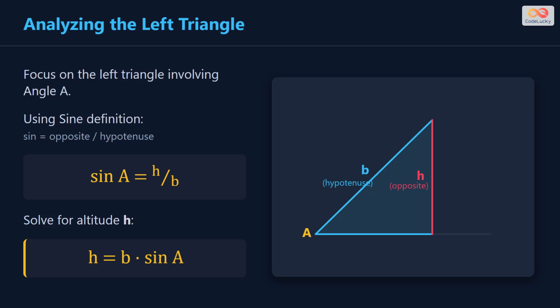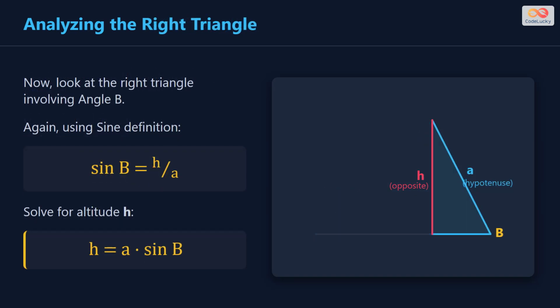Let's focus on the right-angled triangle on the left side. We know that the sine of an angle is defined as the length of the opposite side divided by the hypotenuse. For angle A, the opposite side is the altitude h, and the hypotenuse is side B. So, sine of A equals h divided by b. If we rearrange this to solve for h, we get h equals b multiplied by sine of A.